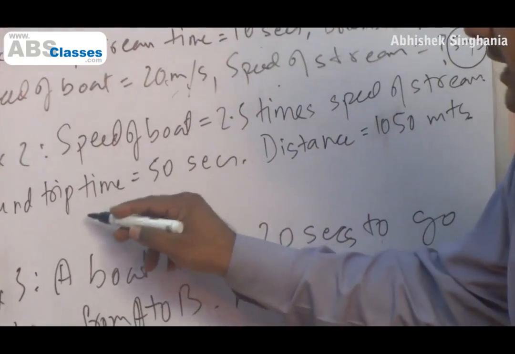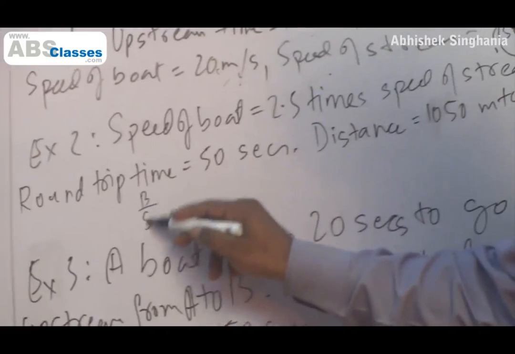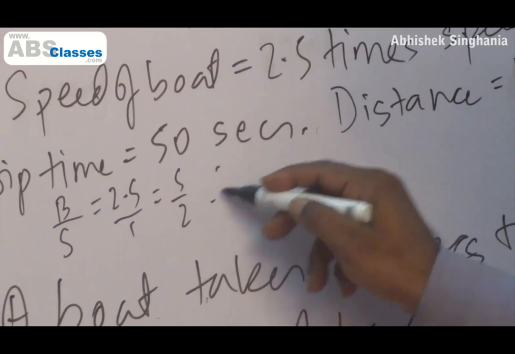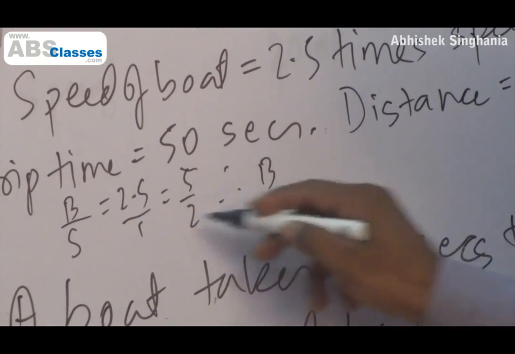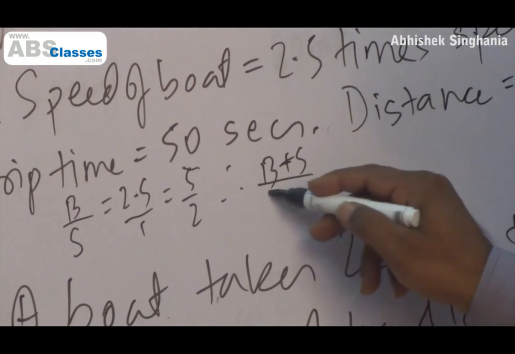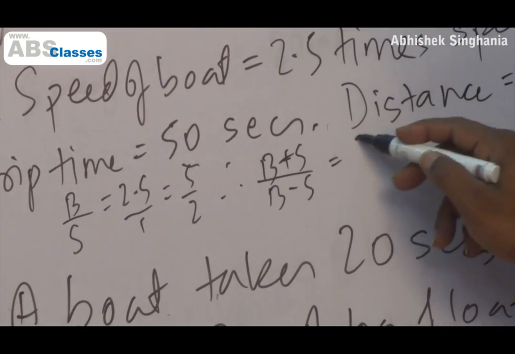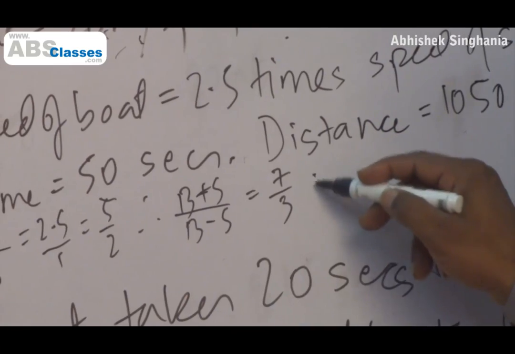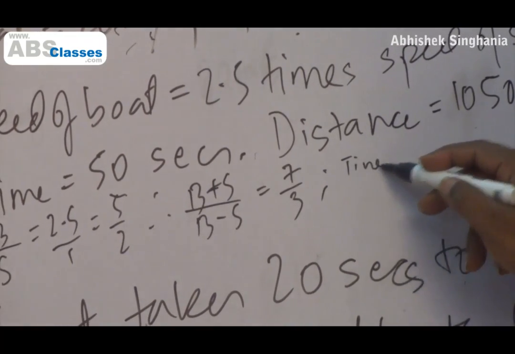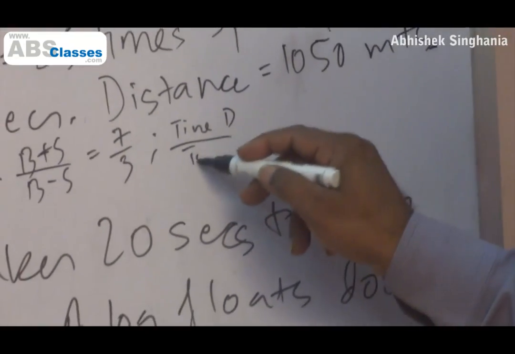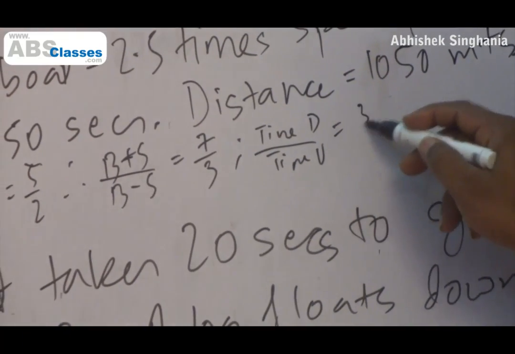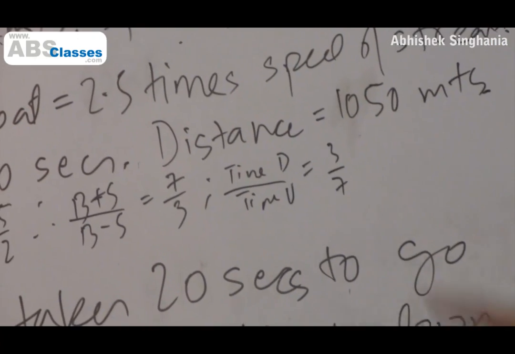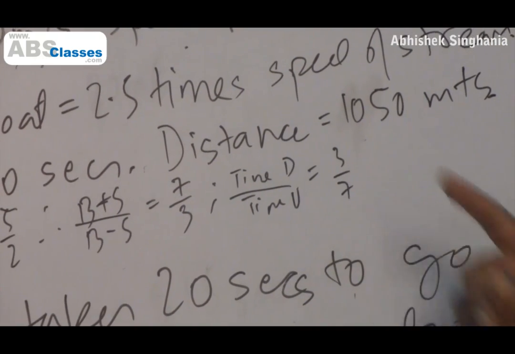Let's write this and understand this. Boat by stream, 2.5 by 1, which is equal to 5 by 2. Therefore, boat plus stream by boat minus stream is equal to 7 by 3. 5 plus 2, 5 minus 2. Right, in terms of speed, which is equal to time of downstream and time of upstream is equal to 3 by 7. Right? So time of downstream and upstream will be 3:7.